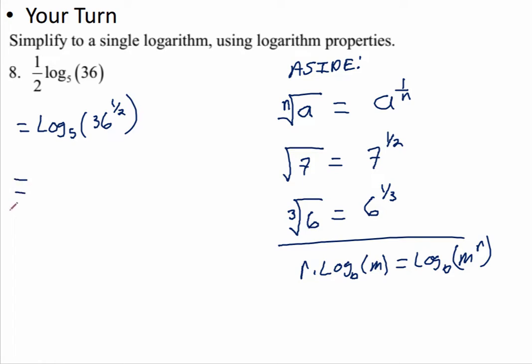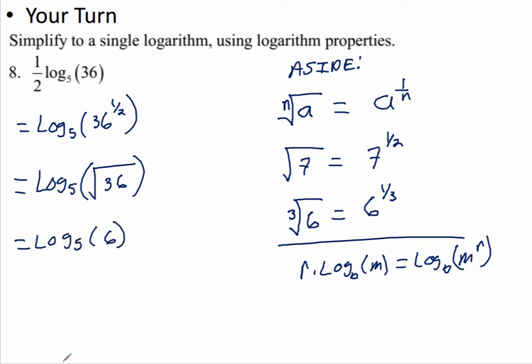Okay, now we know that raising 36 to the 1/2 power is the same thing as taking the square root of 36, so we'll go ahead and write that. If you want to, you're welcome to skip this notational step as long as it makes sense to you, which gets us back logarithm base 5 of 6, which is going to be our final answer. We definitely want to simplify the square root when it's possible.